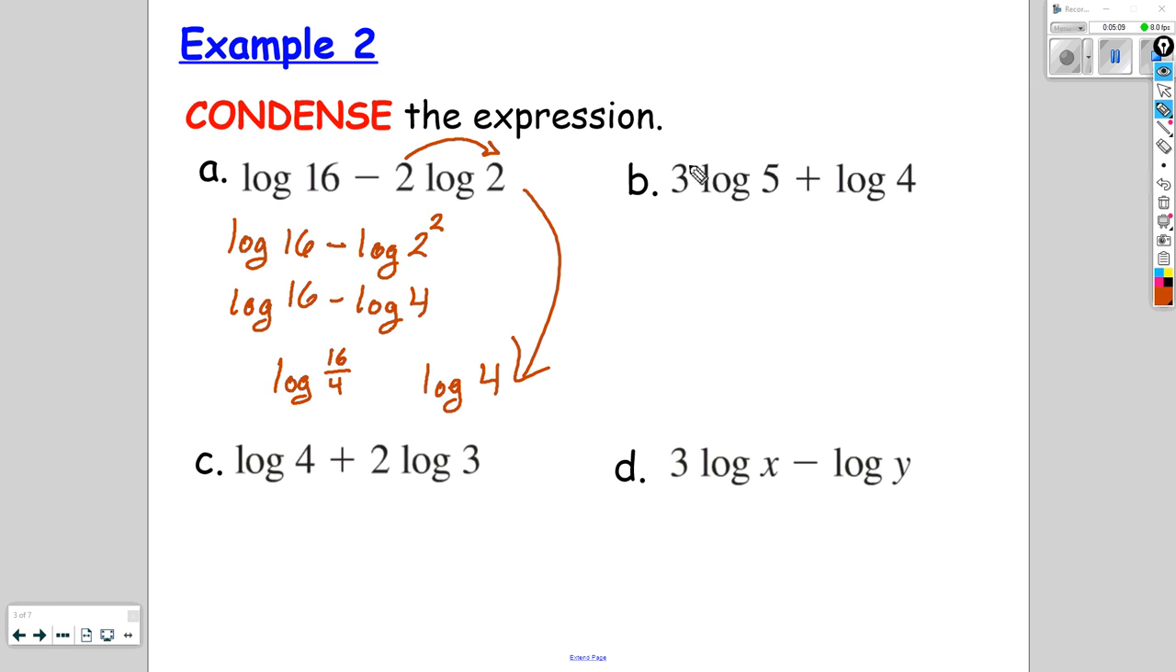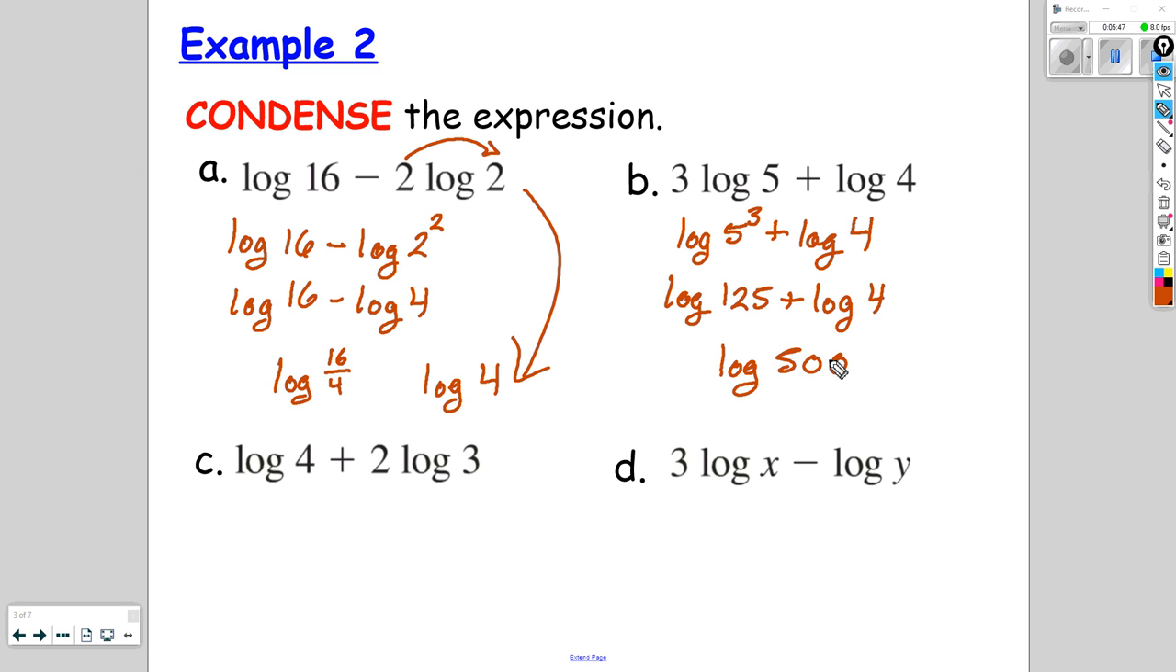All right, in the next example, we can rewrite 3 log of 5 using the power property as log of 5 to the 3rd power. I'm going to rewrite the rest. Now we might want to simplify that. So 5 to the 3rd power, that's 125. Now we have log of 125 plus log of 4. Since it has the same base, which is that implied base of 10, we can combine these expressions, and we would multiply 125 times 4, and we get 500. Awesome sauce.